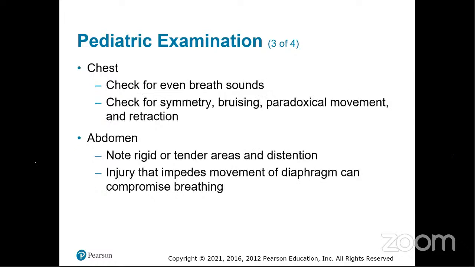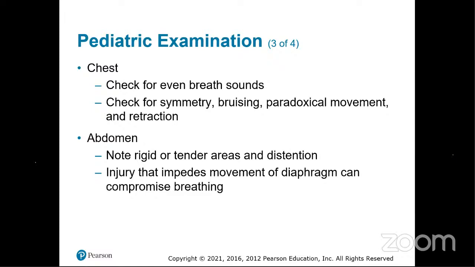Chest, we're going to look for even breath sounds, check for asymmetry, bruising. That paradoxical movement is what I was talking about with paradox. You have a broken chest part, so when the rest of the chest goes out, it goes in. And then when the rest of the chest relaxes, it goes out. So paradoxical movement is what we're looking for. And then retraction: you're looking at those little intercostal muscles in between the ribs to see if they're breathing with those too.